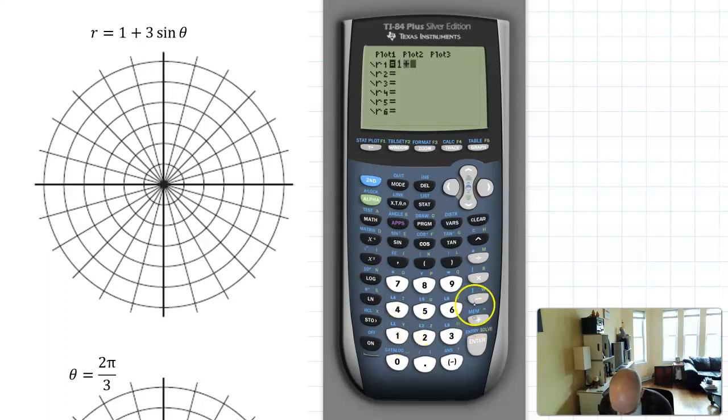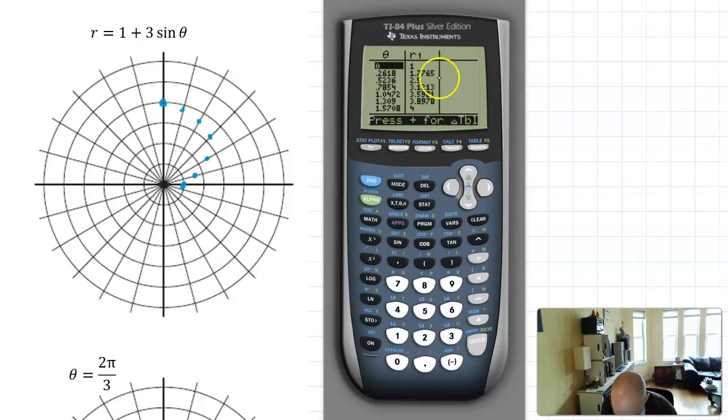So we have 1 plus 3 sine theta. And let's go to our table again. So I'm doing table set, table start at 0, delta table still pi over 12. So now I just go to second table and we see what we got. And I'm going to, again, pause the video and plot all these points, and then we'll connect them and sort of explore what we've got.